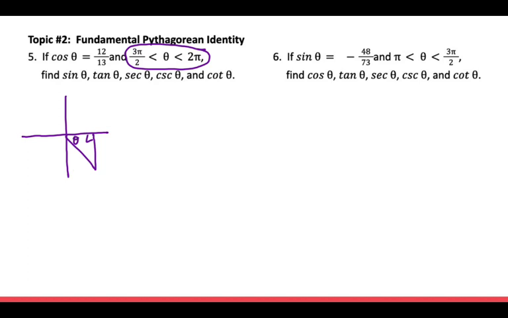So here's my theta. Cosine is adjacent over hypotenuse. So if you don't recognize that, make sure you can spell SOHCAHTOA because that tells us which trig functions are which ratios. So cosine is adjacent over hypotenuse. So when I look at my triangle, my adjacent side is going to be 12. My hypotenuse is going to be 13. I can use the Pythagorean theorem to find my third side. That's a squared plus b squared equals c squared. So I have 12 squared plus b squared equals 13 squared.